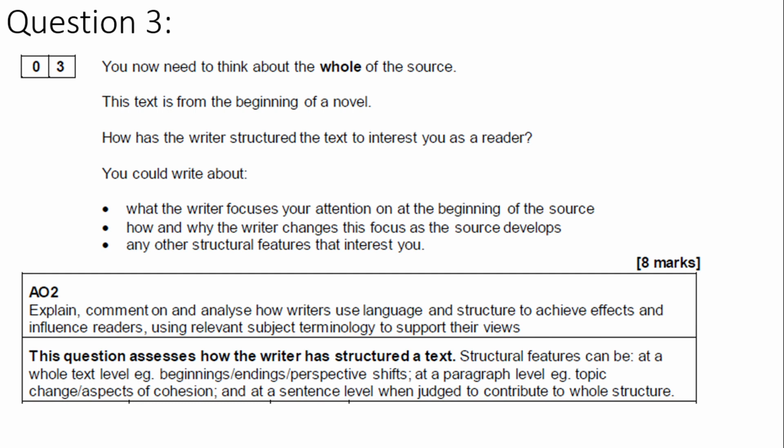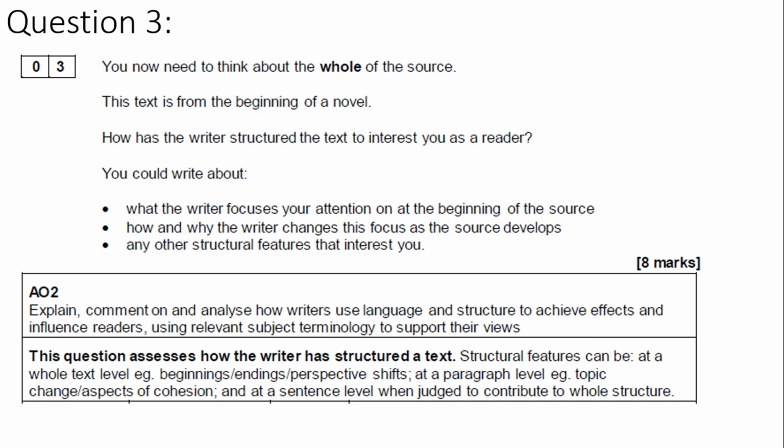The second line says, this text is from the beginning of a novel. And this is the line that we're going to focus on today. So we're not going to be focusing on the question in general. We're going to be thinking about this second line. Now, this line is the only line in question 3 that can change or adapt. And the word that can change or adapt is that beginning word.